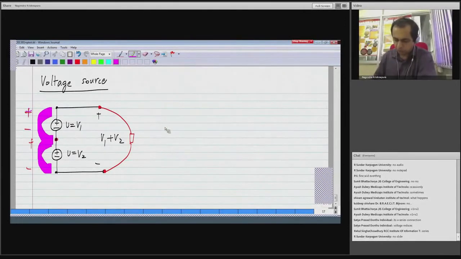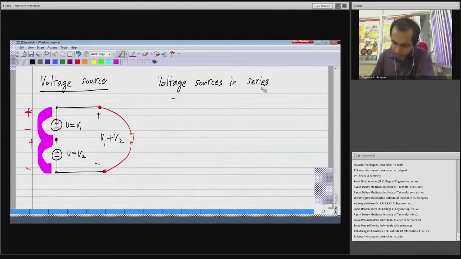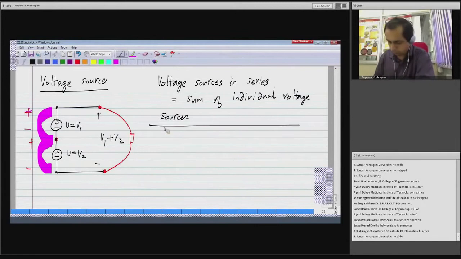So the bottom line is a series combination of voltage sources appears like a single voltage source of value equal to the sum of the voltage sources. And we can have more than two in series. So voltage sources in series equals the sum of the individual voltage sources. I think there is no confusion about this.